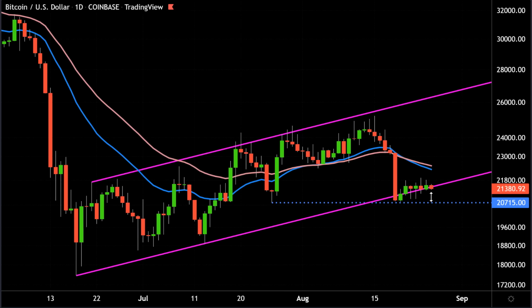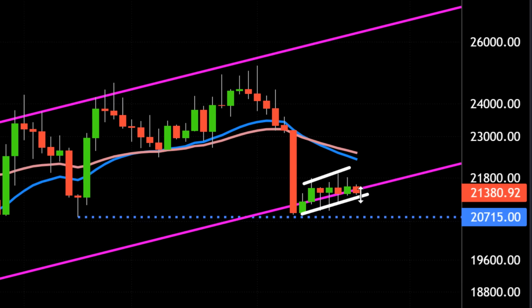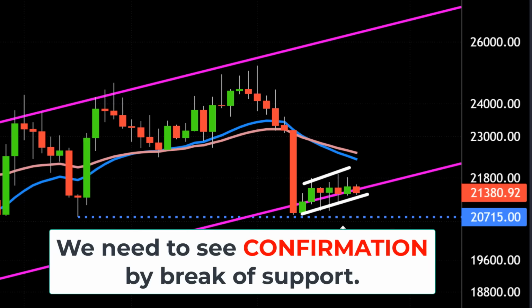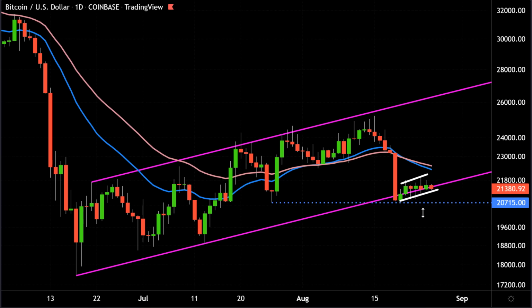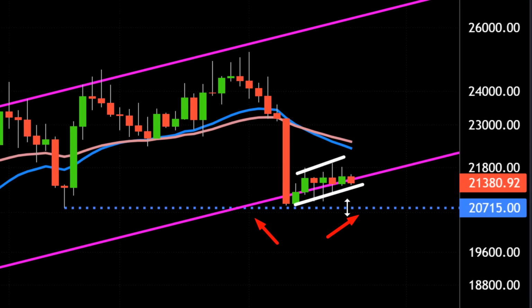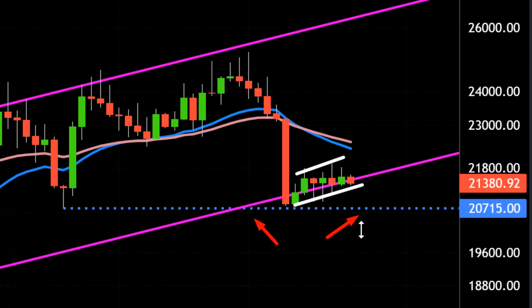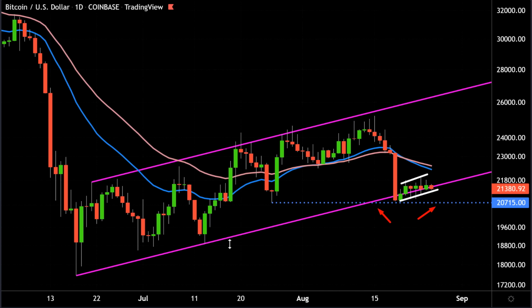So even though the price seems to be forming this kind of a flag pattern here, and it's below the 21 and 34 moving averages, nevertheless, we need to see confirmation, okay? And until we see confirmation, we still do not yet have a breakout from this channel. So in other words, confirmation would come if it breaks this support level that I mentioned, 20,700. So if Bitcoin now falls below and takes out this 20,700 support level here, then risk increases to the downside, and it could mean we may potentially test the July and June lows.